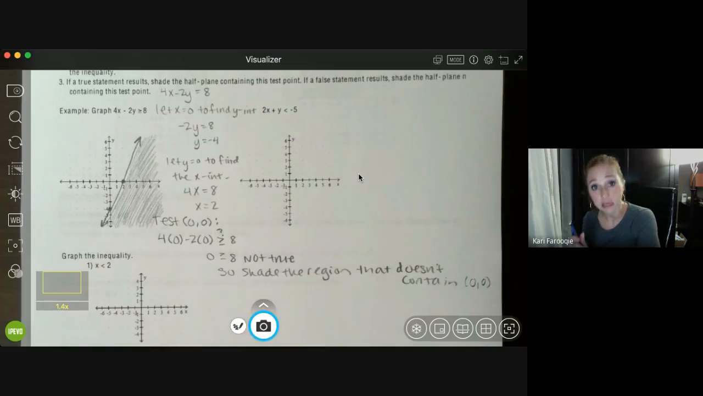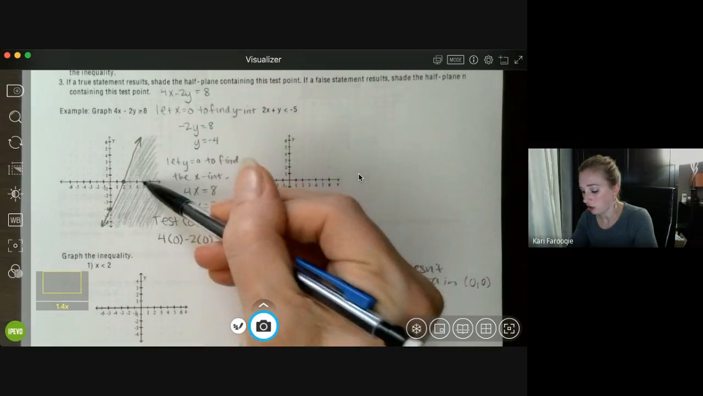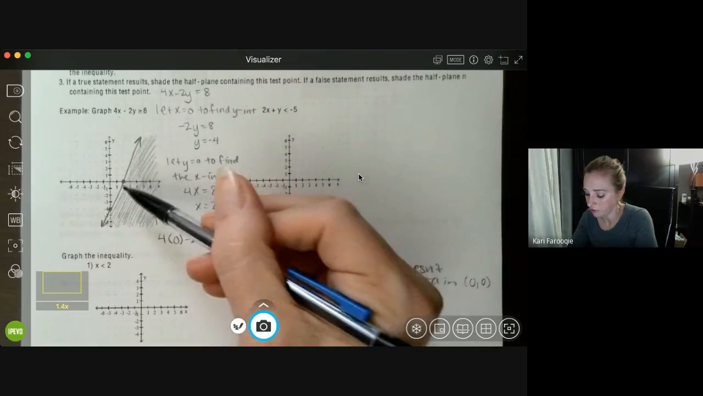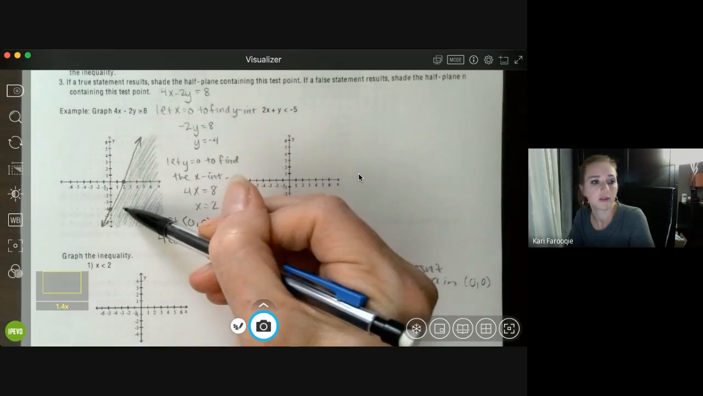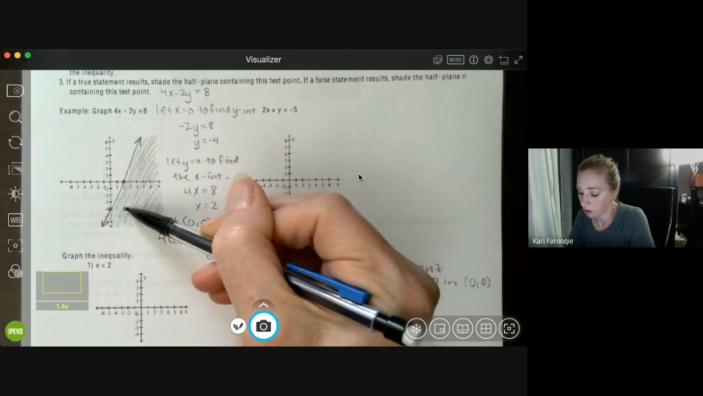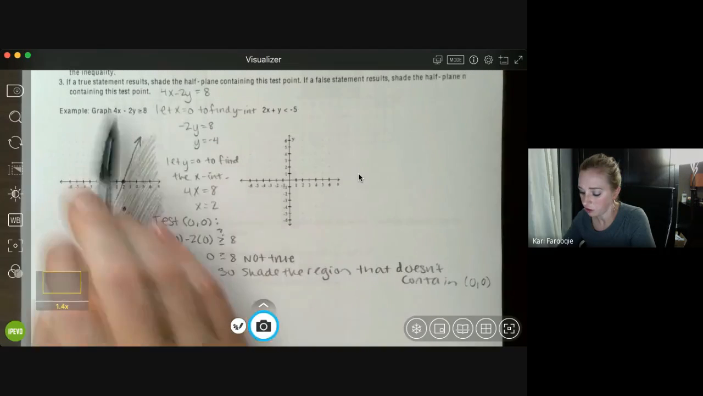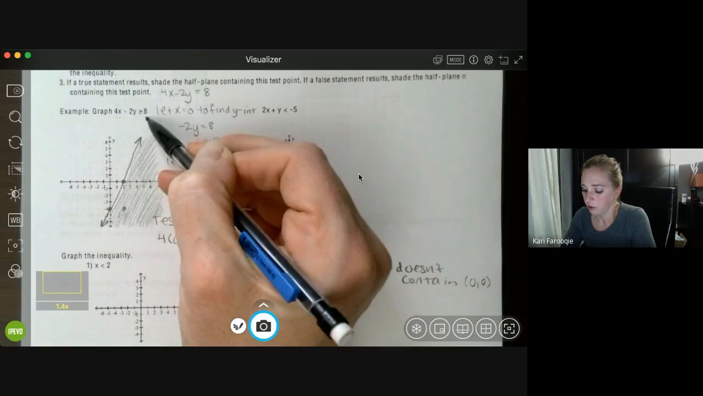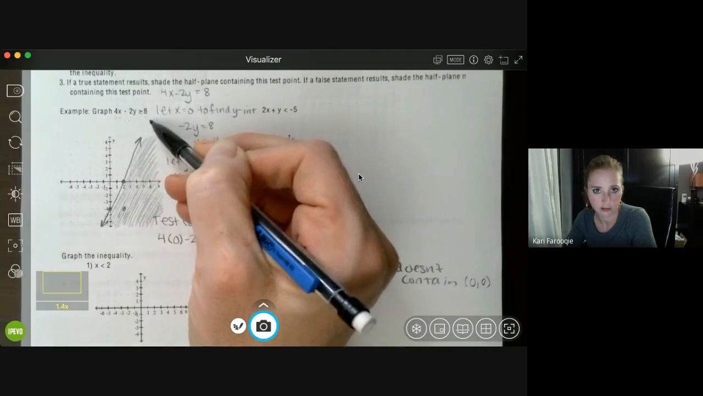Now, what this means is that I can pick any point in this shaded region, and it should satisfy the inequality. So, for instance, if you're thinking, well, what happens at the point 2, -4? That means that you should be able to plug 2, -4 into your inequality, right here, and you should get a true statement. So 2, -4: 8 plus 8 is 16, which is greater than or equal to 8.